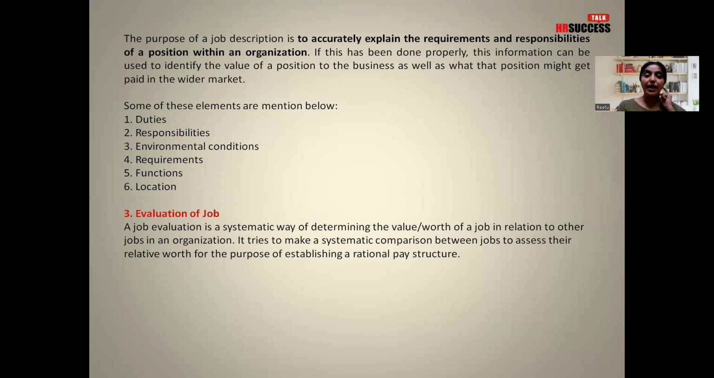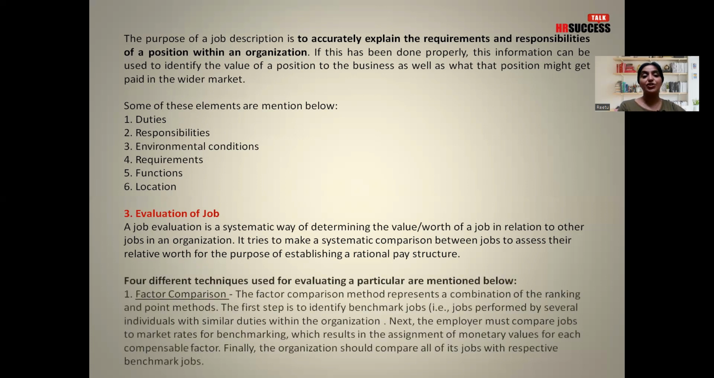The third step is evaluation of job. A job evaluation is a systematic way of determining the value or the worth of a job in relation to other jobs in an organization. It tries to make a systematic comparison between jobs to assess their relative worth for the purpose of establishing a rational pay structure. There are 4 different techniques used for evaluating a particular job that are mentioned below. Depending on what works for an organization, they can choose one.